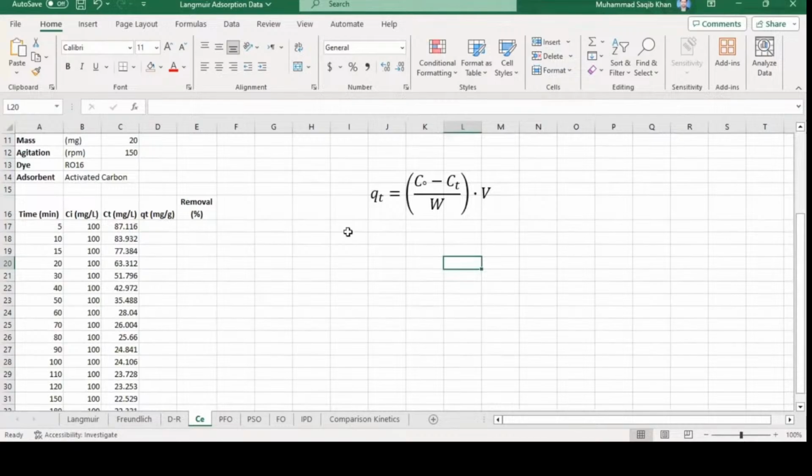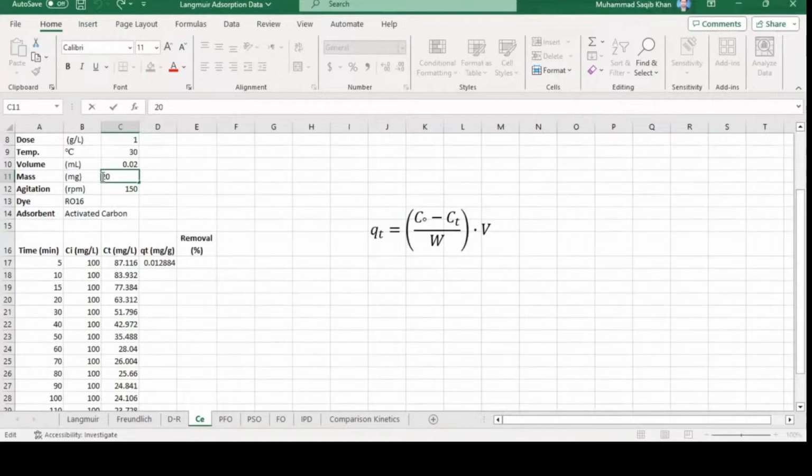Actually, this is in ml, so in liters it will be 0.02 liter, and this will also be 0.02 liters. This value is in liters and this value is in grams. Now we'll copy this formula till the end.